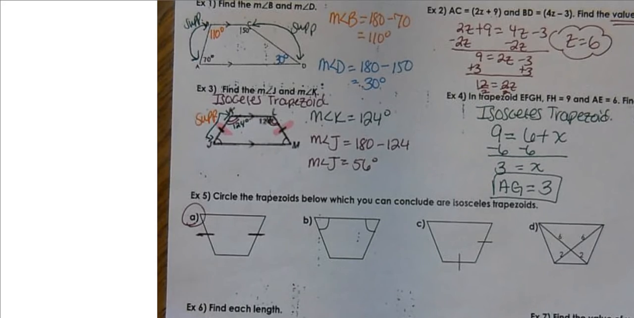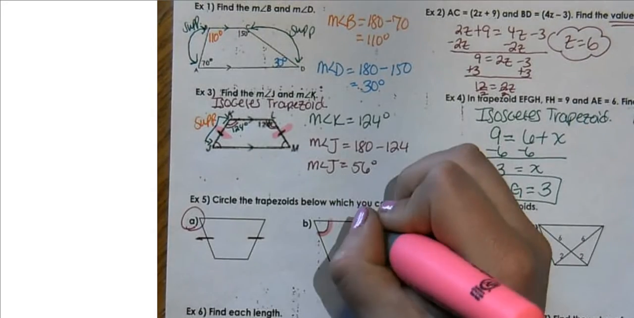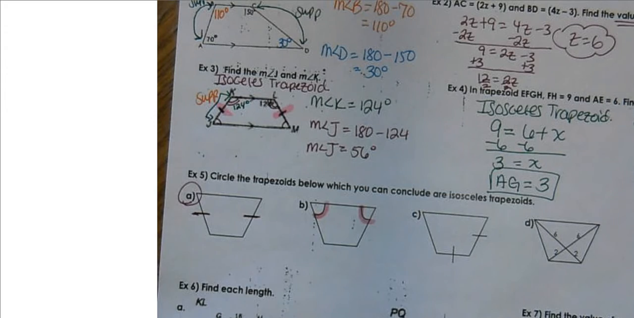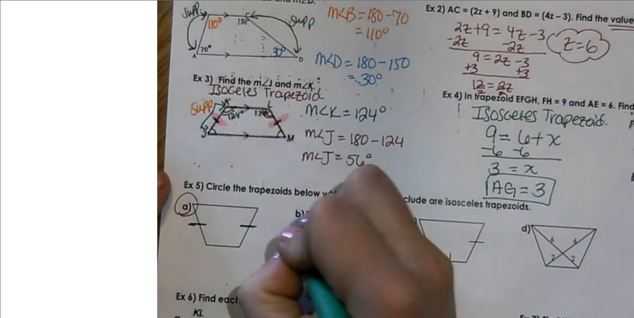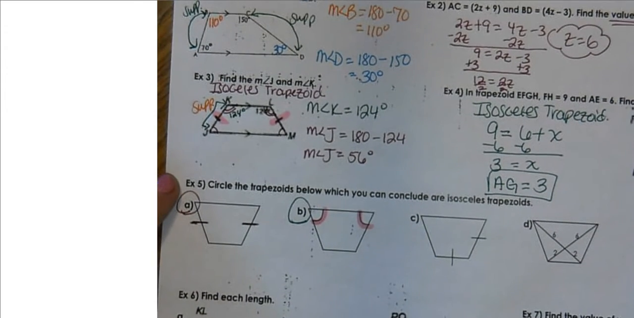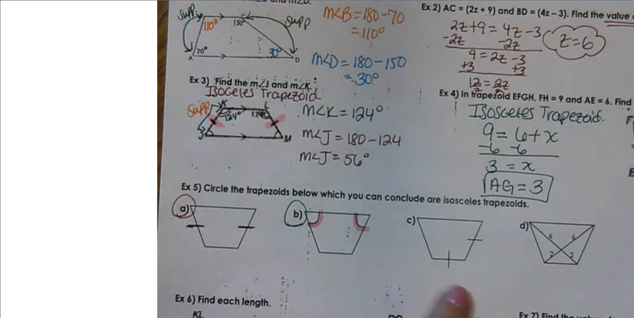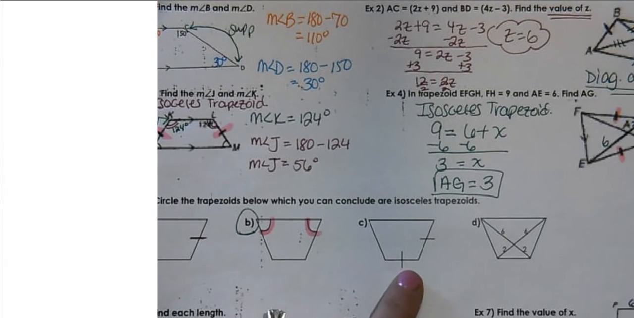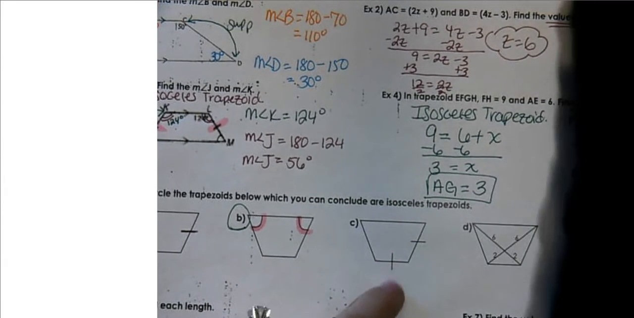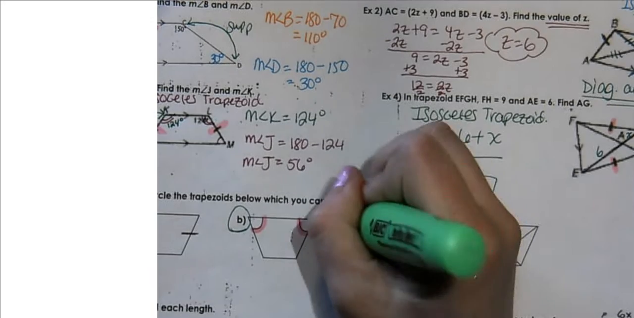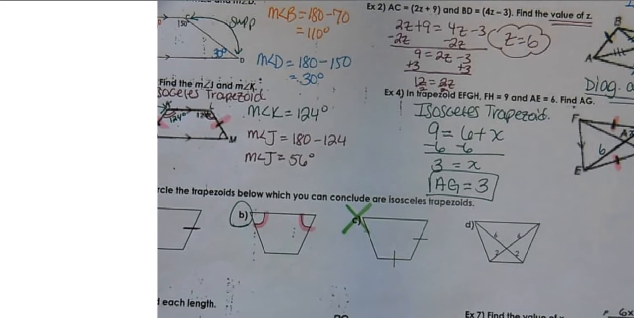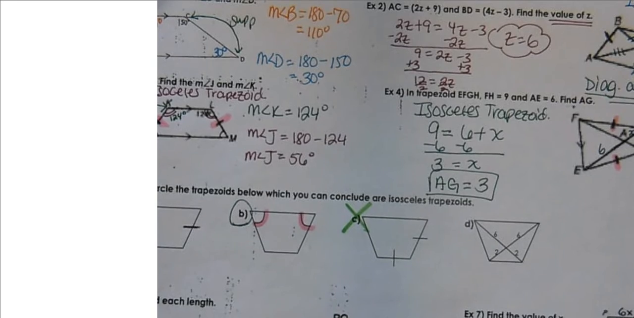Letter B has base angles that are congruent. And if you have base angles that are congruent, I can say that letter B is an isosceles trapezoid. Letter C has consecutive sides that are congruent, and consecutive sides are not congruent in an isosceles trapezoid. So letter C is out.